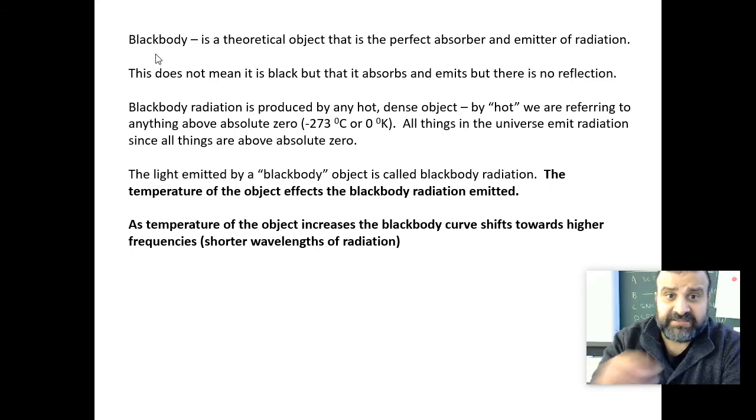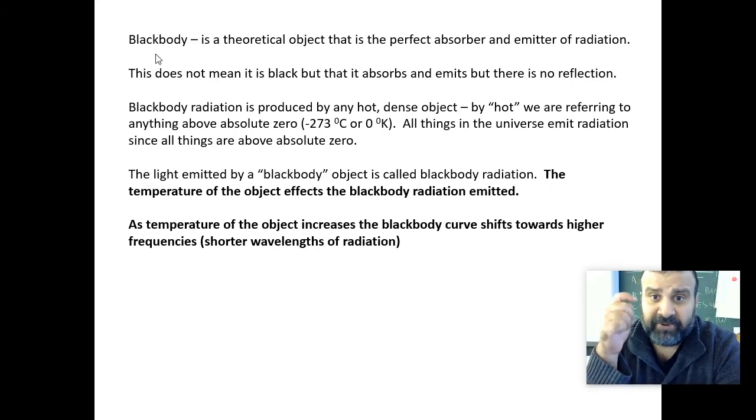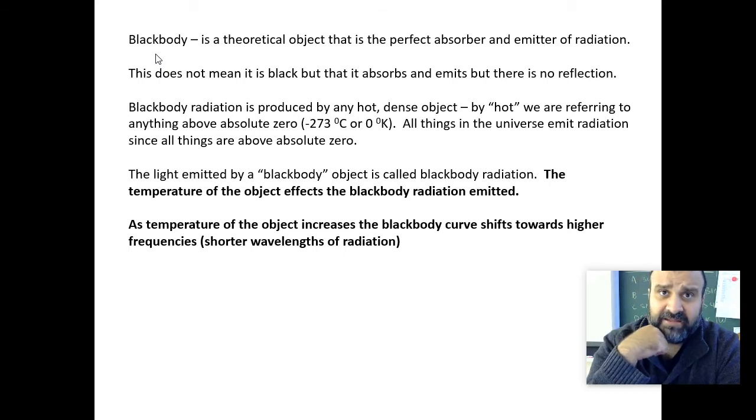So a blackbody is a theoretical object that is the perfect absorber and emitter of radiation. It doesn't necessarily mean that the object is black, but that it reflects zero light. That's what blackbody is referring to. And I'm not concerned with the definition.